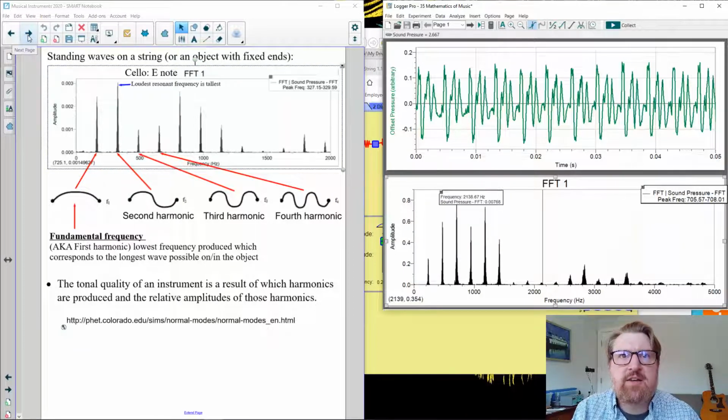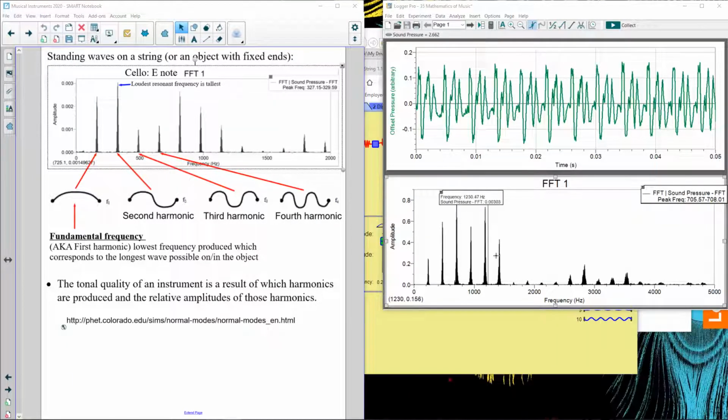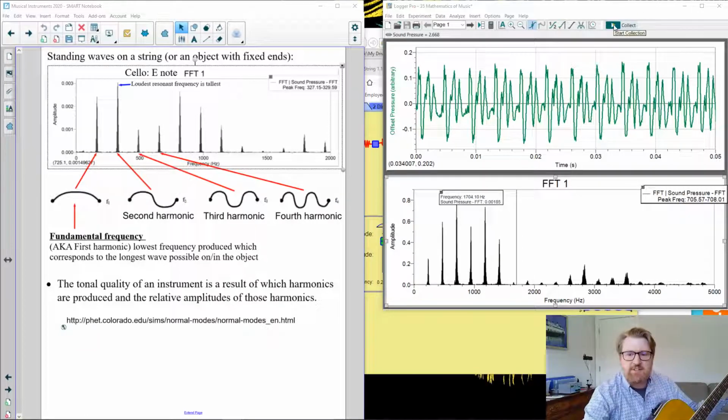Let's pause here for a moment and take a look at a guitar. So I'm going to go grab my guitar. I'll be right back. All right, so I've got my guitar. Let's hit collect and see what kind of FFT graph it makes.